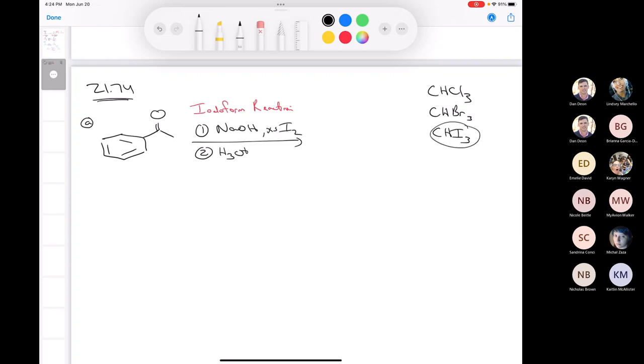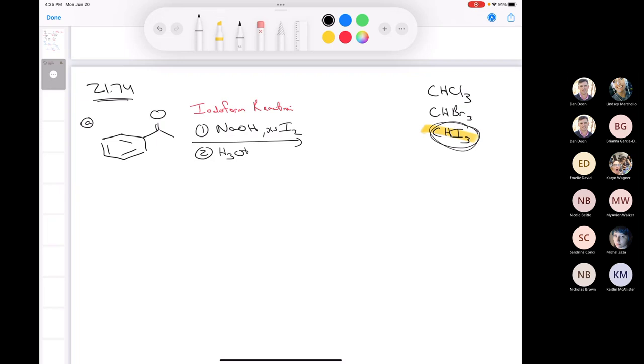And the reason why the iodoform is such a popular reaction in organic chemistry is because it can be used to detect a methyl ketone. If you do the iodoform reaction on a methyl ketone, it forms iodoform, and iodoform forms a yellow precipitate. So it's a dead giveaway that you've got a methyl ketone.